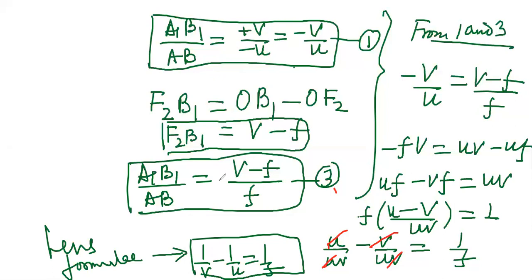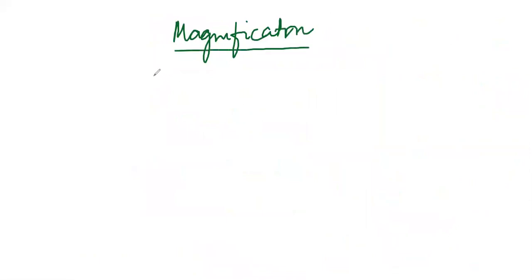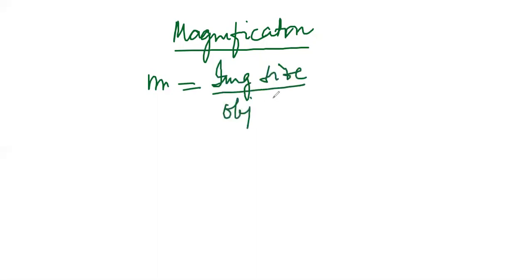Now children, I will just use equation 1 once again, and move on to the next page. In the next page, I will try to do the proof for magnification. Now what is magnification? Magnification basically is the ratio of image size divided by object size, isn't it? So this is the image size by the object size.